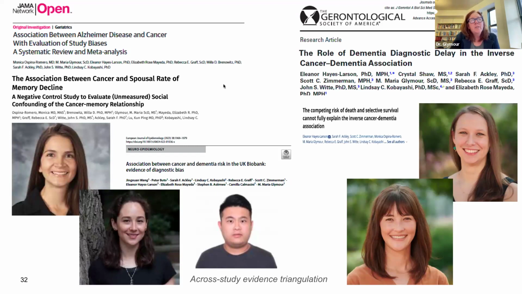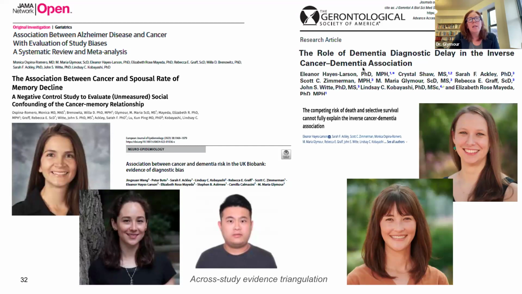They also did a negative control study where the negative control was the spouse's rate of memory decline. So if there's a shared biological process that influences cancer and dementia, your spouse's cancer should not have an effect. And in fact, what they found was that there wasn't really an effect of the spouse's cancer, although they saw the same pattern for your own cancer.